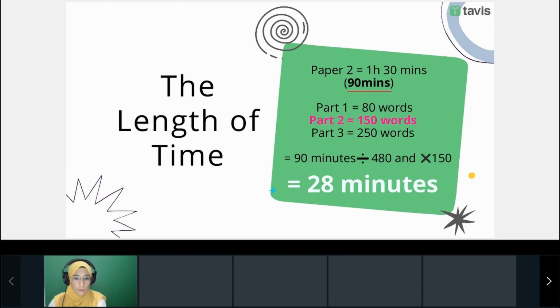This one. Okay, 150 to 50 plus, plus this, plus that. Then you will get the 480, and you multiply by 150. Where is the 150 coming from? It's here. All right, so you put it here. So you divide and multiply, then you will have your 28 minutes. You can see that you need to only spend this much time for your part 2. So do not exceed. So how can we try and plan?